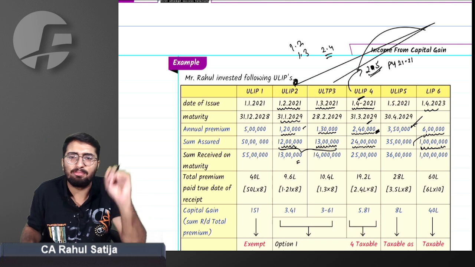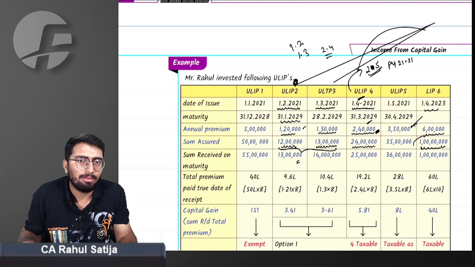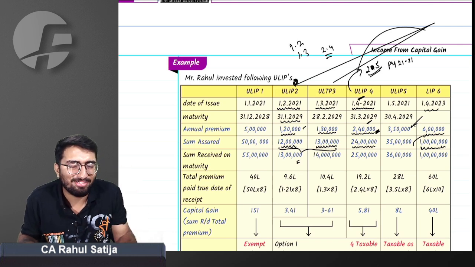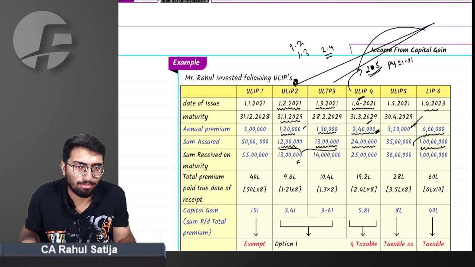Yes, sir, premium is lesser than 10% of sum assured. 10% of sum assured will be 10 lakh, premium is lesser than 10 lakh. That means I am falling within that 10% limit. I have to check whether premium is greater than 5 lakh. Yes, sir, premium is greater than 5 lakh. So in that case, maturity will be taxable.